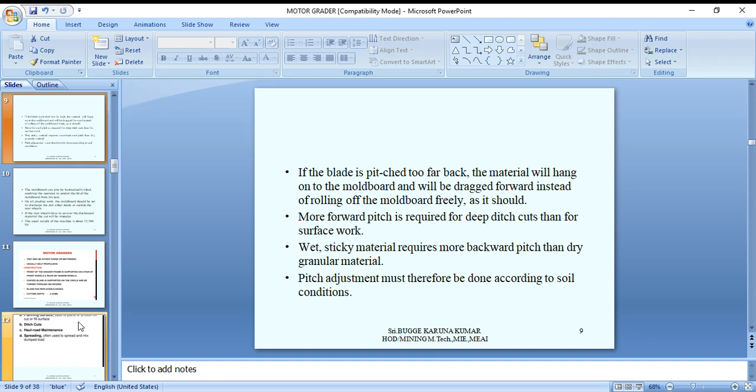Take the rainy season: most of the open cast haul roads are of a muddy nature, very watery and muddy. In such a case, there is no need for digging; you simply put the blade onto the ground of the haul roads and adjust it, and the excess mud can be thrown out by this. So sticky material requires more backward pitch than dry granular material. Pitch adjustments are therefore done according to soil condition. You can adjust it.